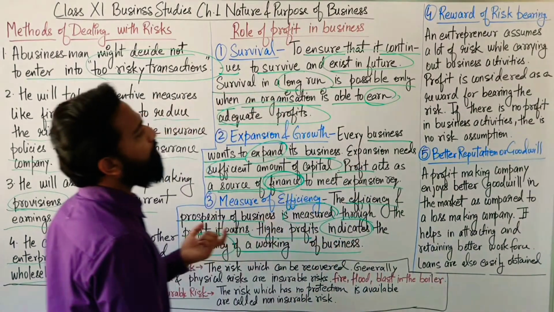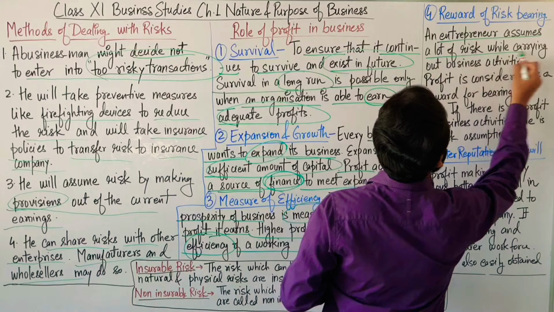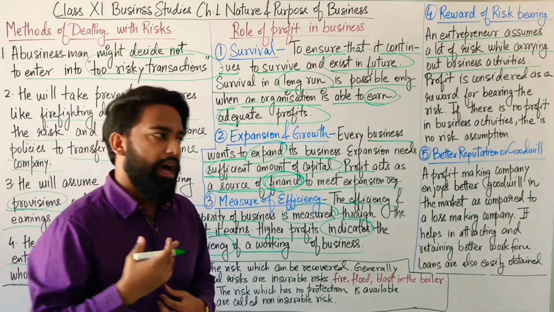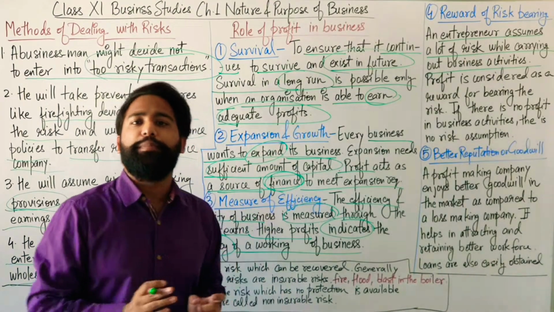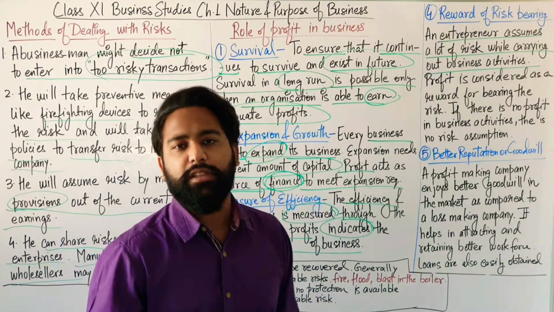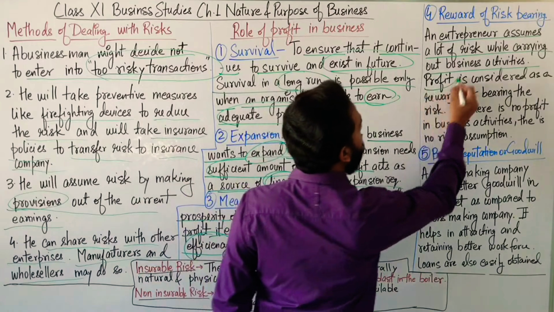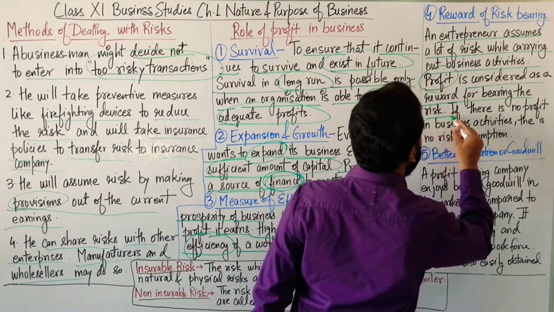Reward of risk bearing means an entrepreneur assumes a lot of risk while carrying out business activities. Suppose I am a business person. I can see all the risk which I can bear. But there is one thing in my mind: without any risk, I cannot have any profit. So profit is considered as the reward for bearing the risk.